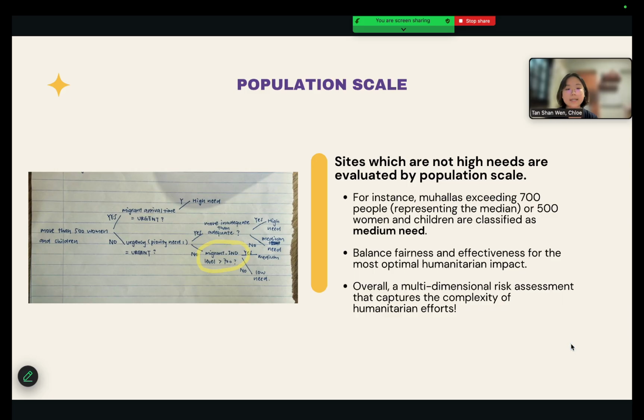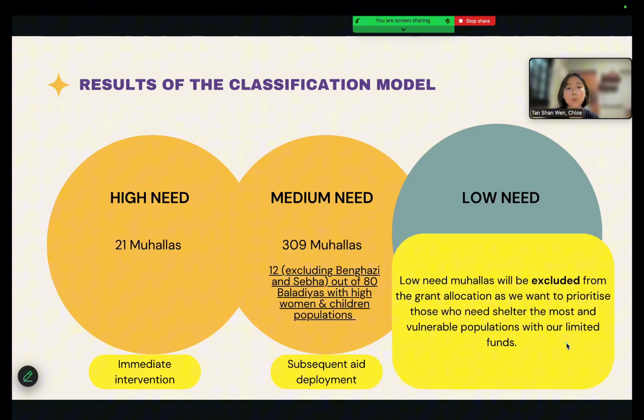Sites which are not in high need are evaluated by population scale. For instance, muhallas exceeding 700 people or 500 women and children are classified as medium need. With these thresholds prioritizing vulnerable populations while maximizing reach, we could balance fairness and effectiveness for the most optimal humanitarian impact. With our model's classification, we believe that 21 high-need muhallas are a manageable figure for immediate intervention, while the medium-need muhallas can also be addressed through subsequent aid deployment.